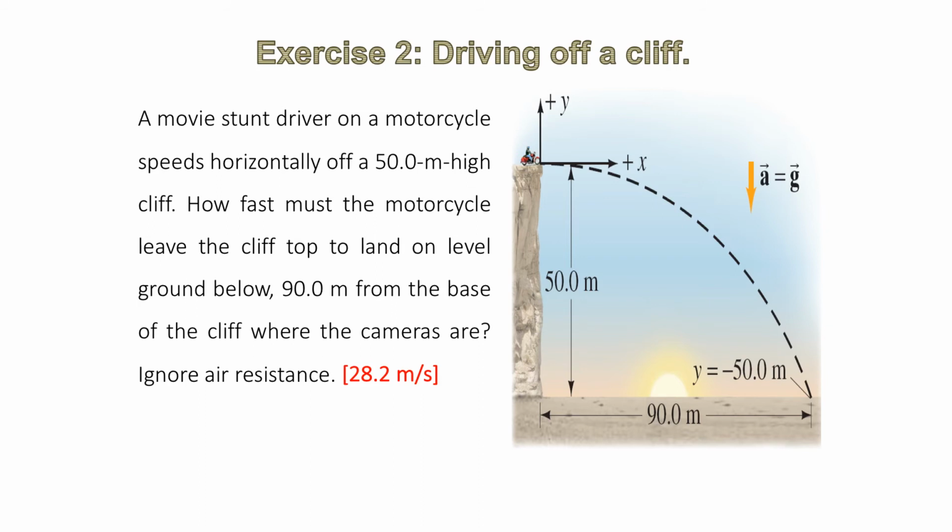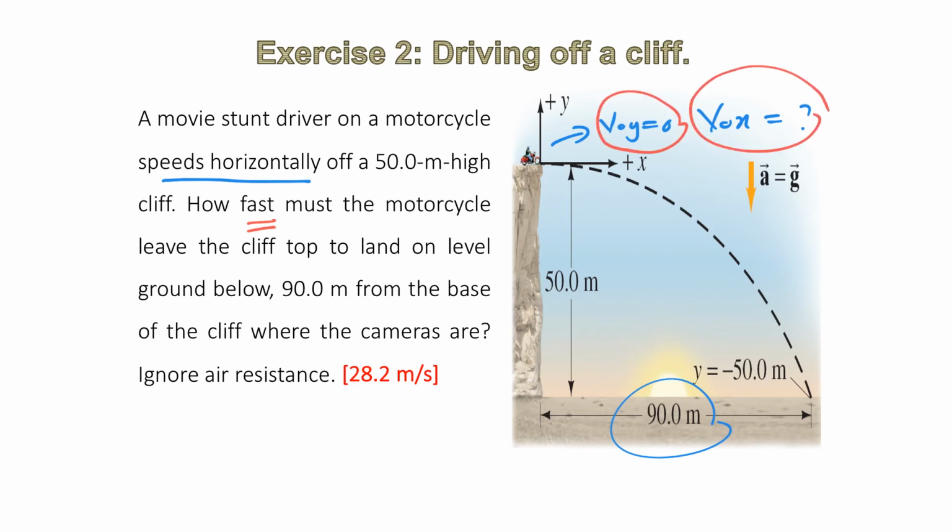This question already gives you speed horizontally. So when it comes to speed horizontally, which information can you put as 0? Yes, very good. It should be v naught y equal to 0, and then your v naught x will be some value over there. How fast must the motorcycle leave the cliff top to land on level ground below, 90 meter from the base of the cliff where the cameras are? Ignore air resistance. The question asks you to find how fast, which means you need to find the velocity here. Your v naught y is already 0. You need to find v naught x.